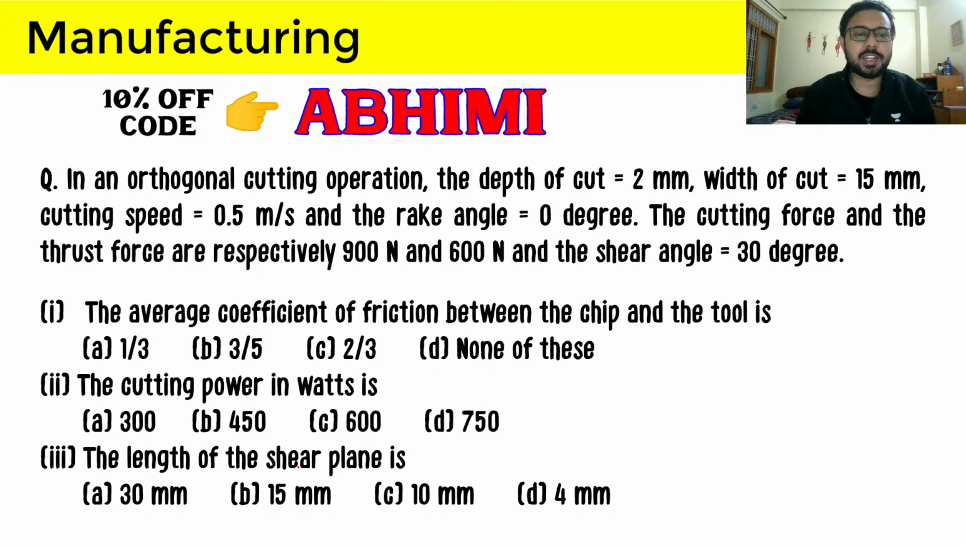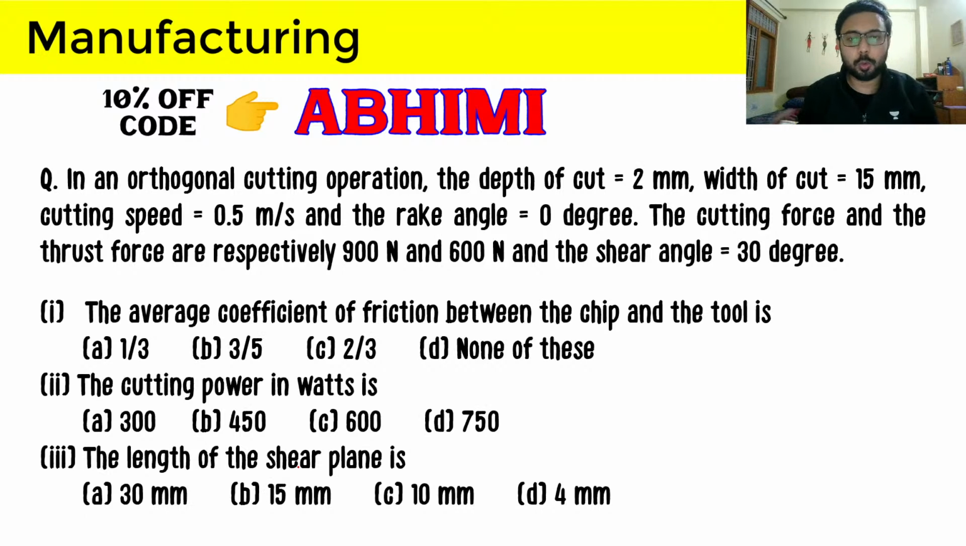So these are the data that are provided here, and we are being asked in the first part of the question what the average coefficient of friction between chip and tool is. So we have to calculate mu, and after calculating mu we can write its value or select it from the given options. To calculate mu we have to know beta, because mu, the coefficient of friction between chip and tool, is equal to tan beta. So we have to know beta, that friction angle.